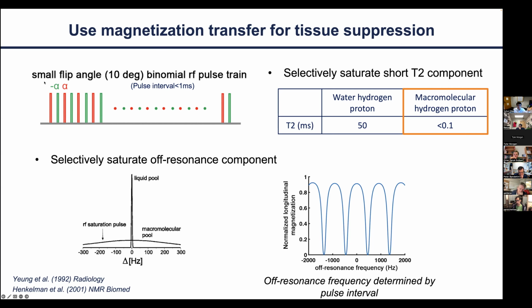If you want to understand it, you can also understand this pulse in another way if you do a Bloch simulation of those pulses. This RF pulse is applied on resonance, but if you do a Bloch simulation, it has a lot of saturation bands at some off-resonance frequencies, which are determined by your pulse interval. So it is quite similar to the original off-resonance MT pulse. But generally we use this MT binomial pulse for the tissue suppression.